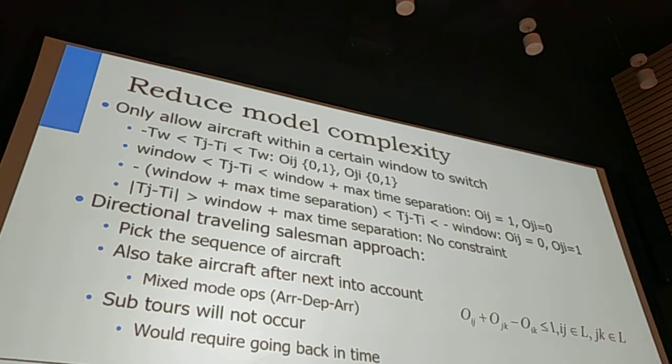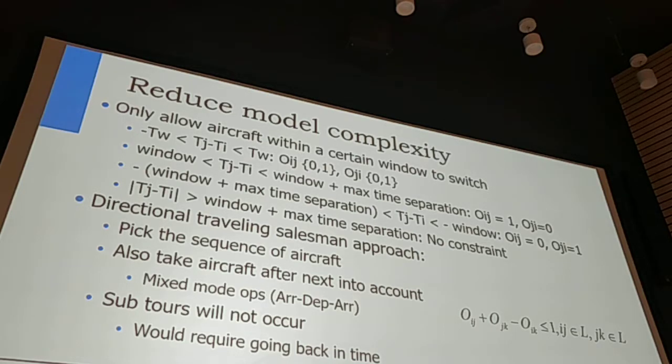So if we look at the aircraft order example, one of the things you can do in this case is say, okay, we're only going to allow aircraft within a certain time window to switch. So we're going to say, okay, aircraft 1 and 2 can switch, but not aircraft 1 and 5. So we actually limit the amount of solutions. Aircraft 1 and 5 switching, aircraft 5 is so far away, that's not likely to be an option. So if we just eliminate that possibility, then that actually simplifies our problem.